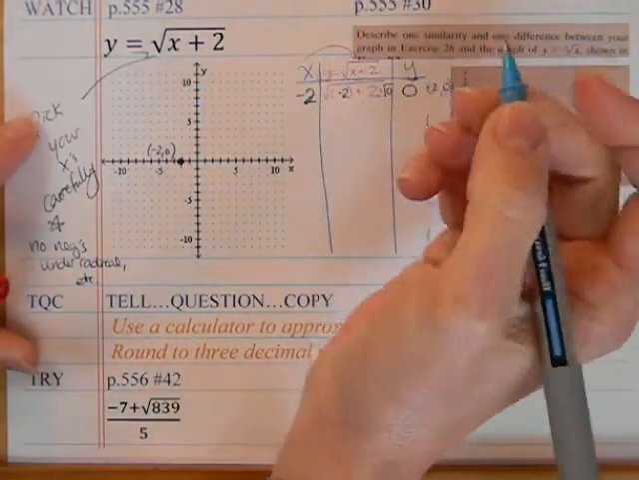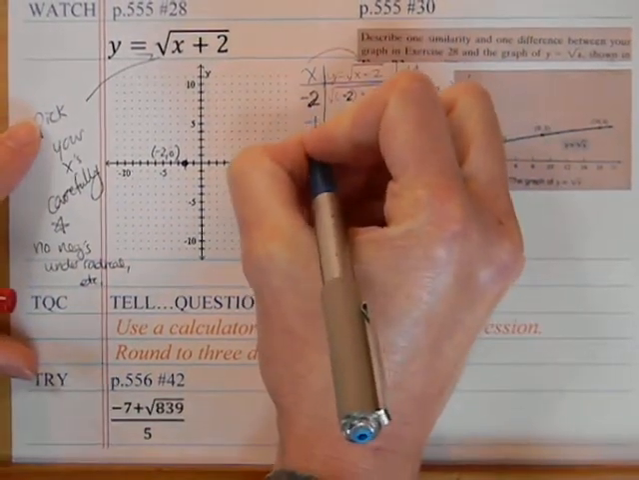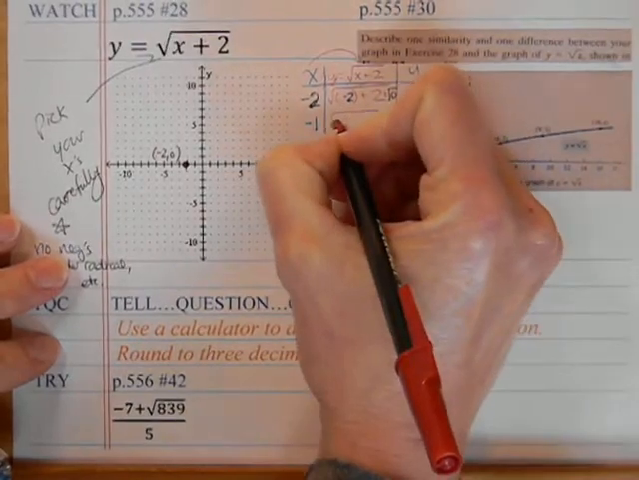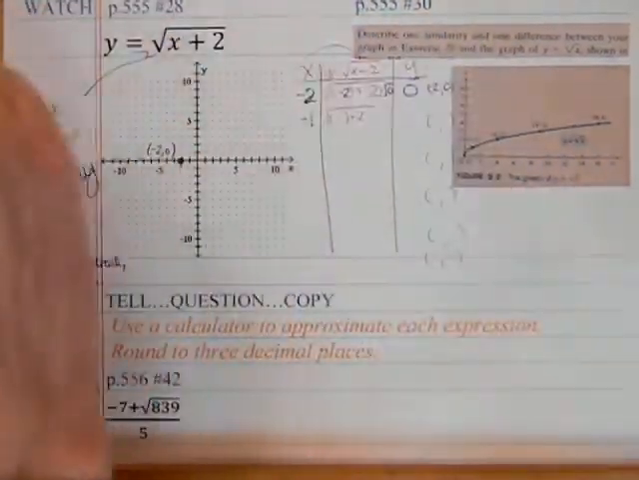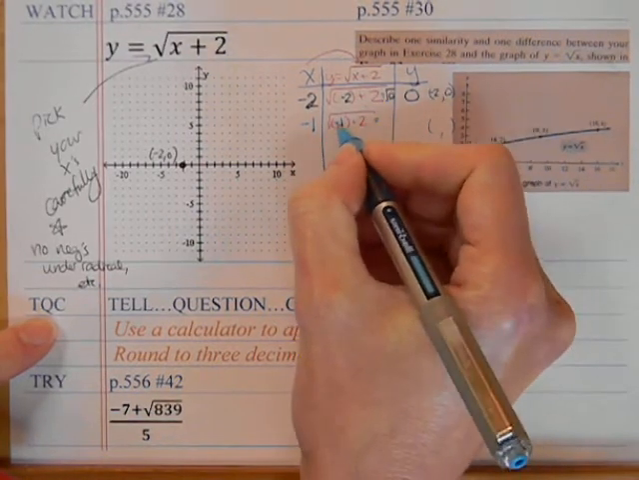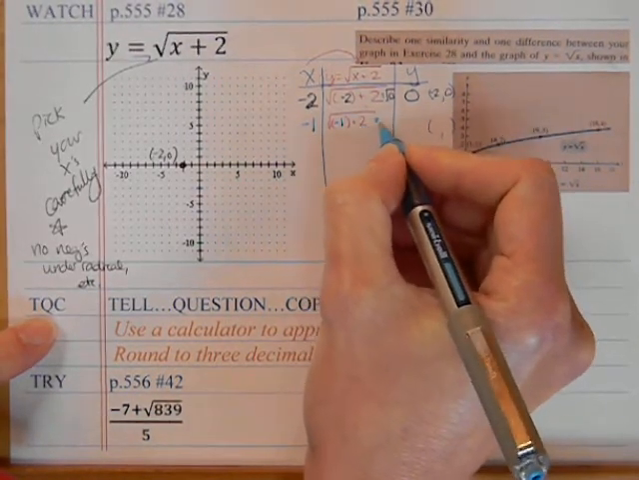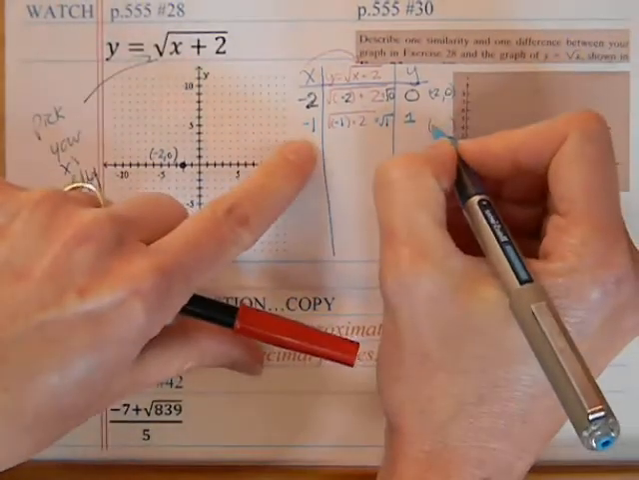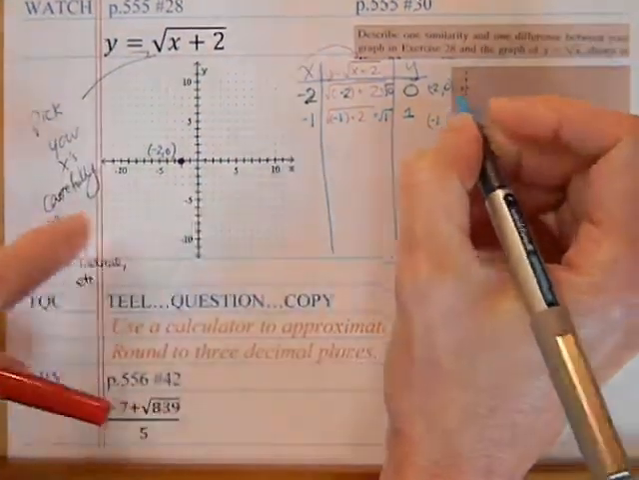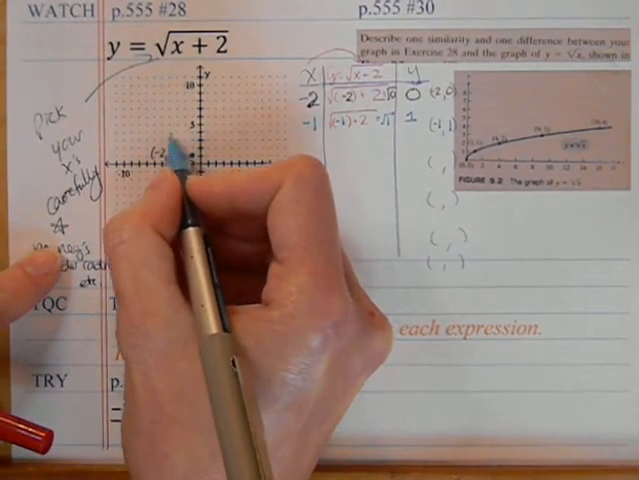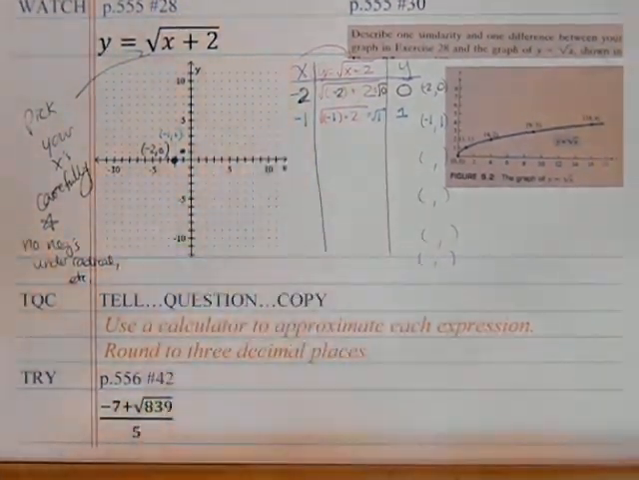The next one that we'll pick is -1. So I'm putting -1 into our equation here. Instead of x, it'll be -1. -1 plus 2 gives you a +1, and we know the square root of 1. That's going to be an answer of 1. So our point that we've created here is -1, +1. So that would be to the left 1, up 1. There's our second point on the graph, -1, +1.